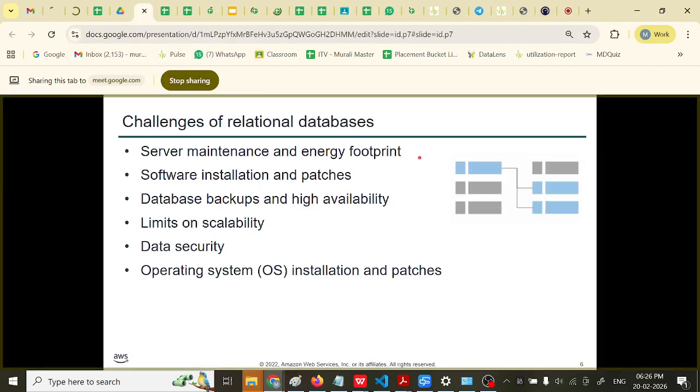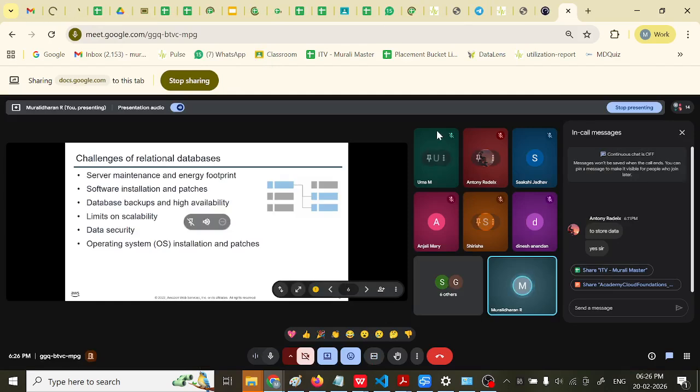So here you can see the drawbacks we have. First is server maintenance and energy footprint. That means we have to keep on maintaining. Next, software installation and patches, database backups and high availability, and limits on scalability. Like your Excel sheet, what is the limit? Do you have a limit for Excel? And data security. So Excel has a limit, right? Same thing in SQL also, we have a limitation. That is your relational database.